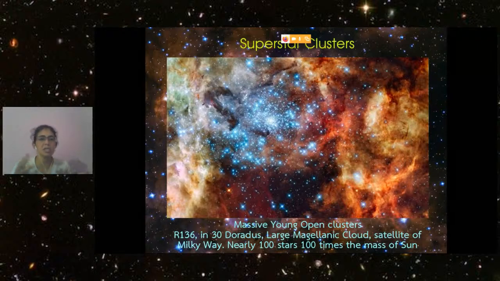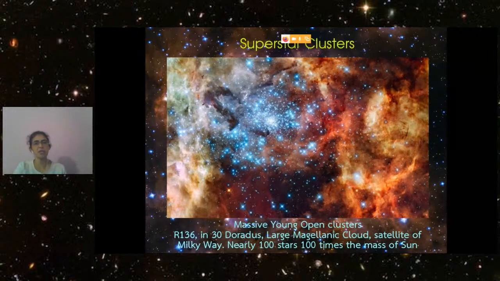And now, how are these very rich and very luminous clusters formed? These are believed to be formed due to interaction between galaxies themselves. This is one of the hypotheses. So because of the interaction of the LMC with, for example, the Milky Way, these kinds of clusters may have been formed.